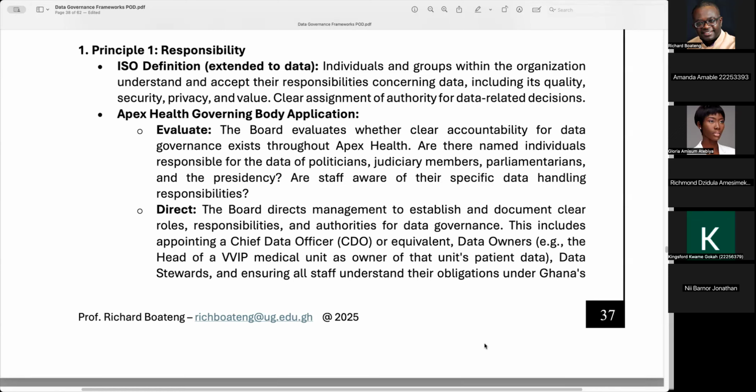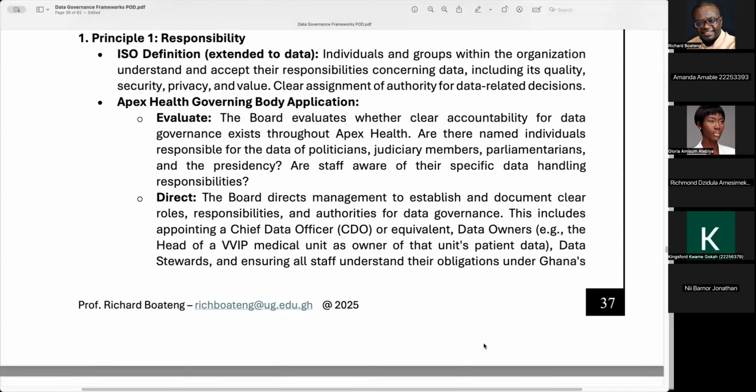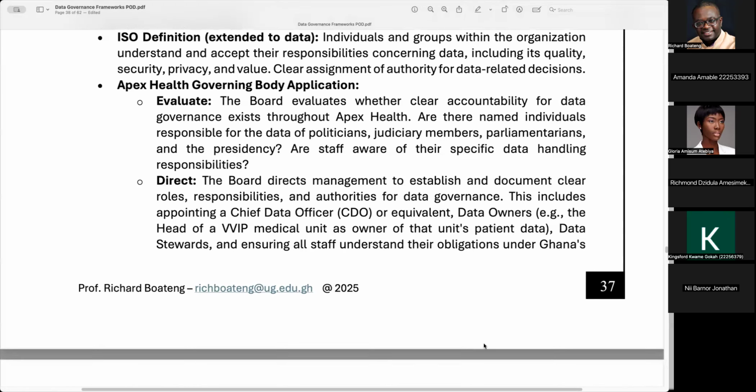They monitor this performance through high-level dashboards, summaries of data quality audits, security incident reports, demanding detailed reviews and root cause analyses for any VVIP incidents, system availability metrics, and feedback from key stakeholders, including senior clinical staff involved in VVIP care. Principle 5 is conformance or compliance.